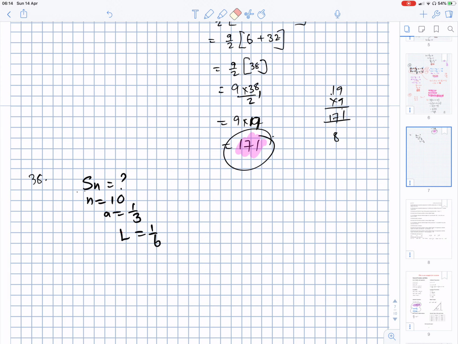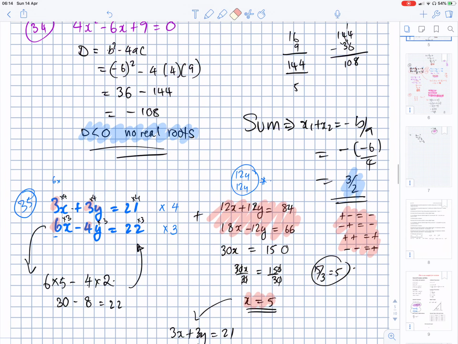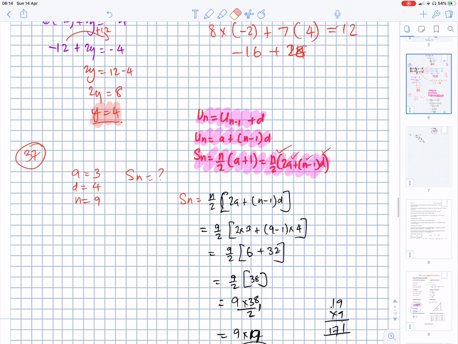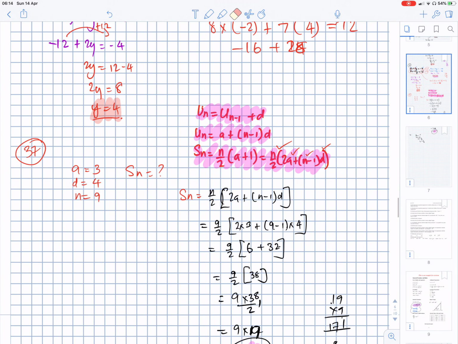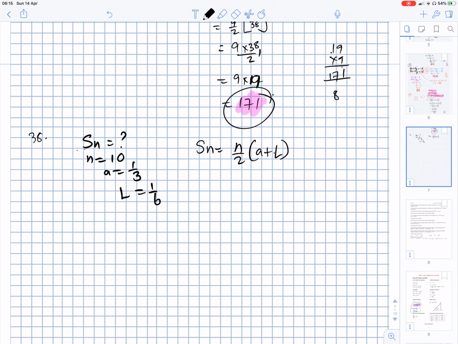So we've got n, a, and l, and there's an equation here with n and l, this equation. So Sn is equal to n over 2 times a plus l. So Sn equals n, which is 10, over 2, times a, which is 1/3, plus l, which is 1/6.